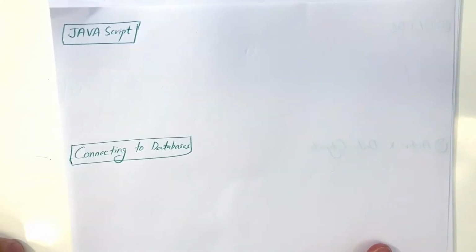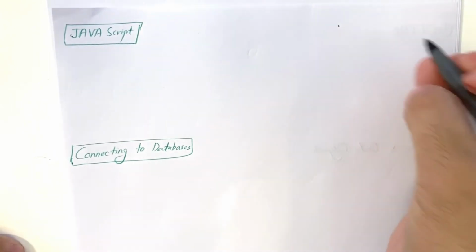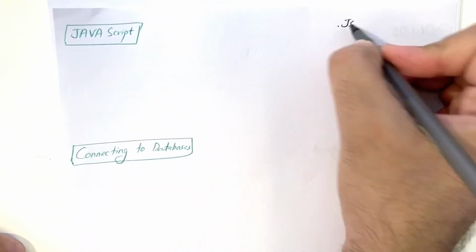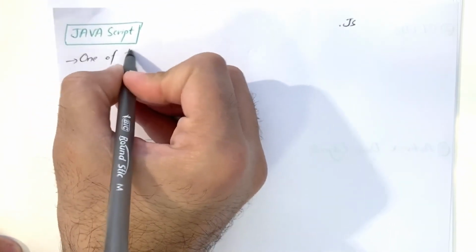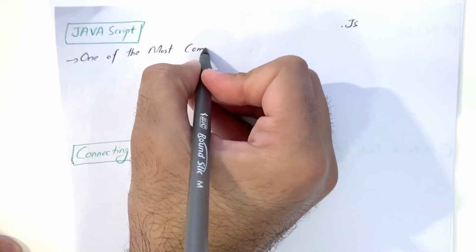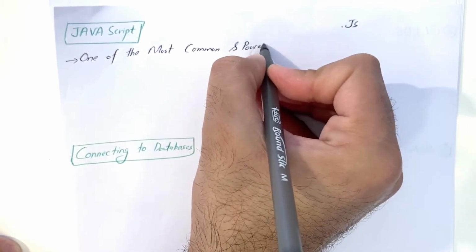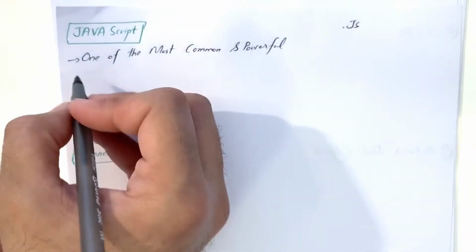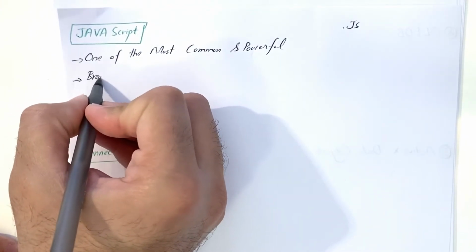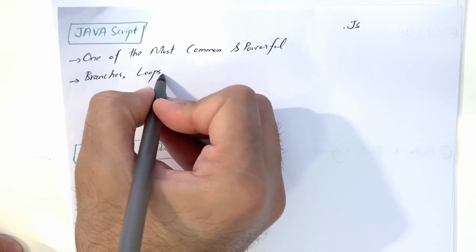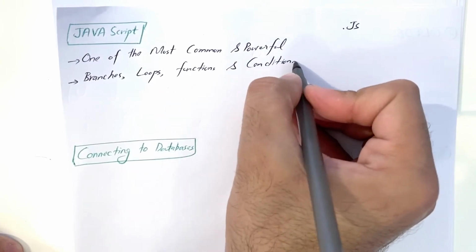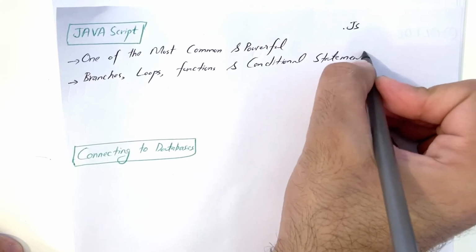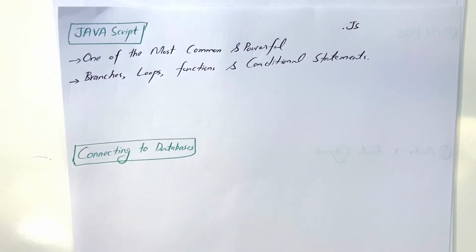Another powerful scripting language is called JavaScript, very common nowadays. The extension of a website or web page designed in JavaScript is .js. It is one of the most common and powerful scripting languages. In fact, just like other scripting languages, it offers branches. You can design branches, loops, functions, and conditional statements to design a web application. So it offers you plenty of liberty, in fact, as compared to HTML.